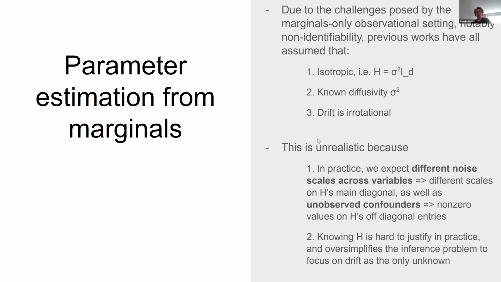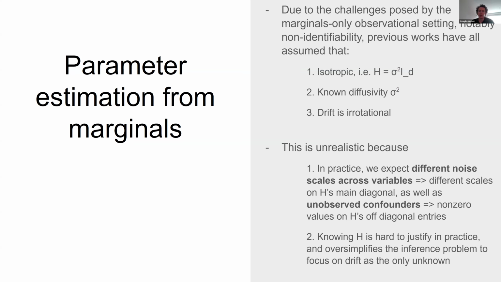The previous papers that try to estimate parameters from marginals never had this identifiability condition, so we introduced that to the literature. But because they thought it's hopeless and we can't actually identify these parameters, they have really, really strict assumptions on these parameters. For one, they assume that the diffusion is isotropic, so H is just a constant sigma squared times the identity matrix. And they also assume that they know sigma squared. So straight off the bat, they assume that half of their parameters are known before they even start. And they also assume some form on the drift such that it's irrotational, so you don't get those crazy rotation examples that I showed.